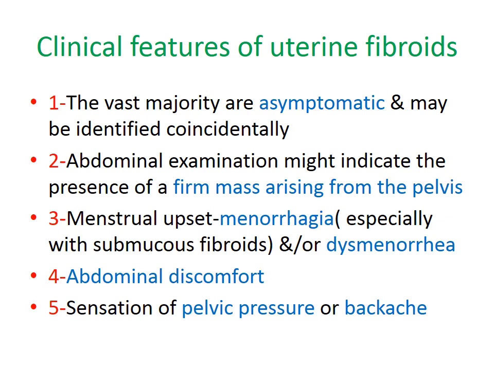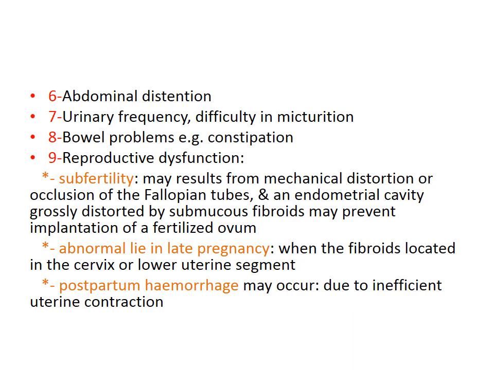a woman with a fibroid might present with a menstrual complaint, for example, excessive menstrual loss, that is to say, menorrhagia, with or without dysmenorrhea, or she might have abdominal discomfort, a sensation of pelvic pressure or backache, abdominal distension, urinary frequency, especially when the fibroid is pressing on the bladder, or difficulty in micturition. This is especially seen when the fibroid is located in the cervix and pressing on the vesico-urethral junction. There might be bowel problems in the form of constipation, or even reproductive dysfunction.